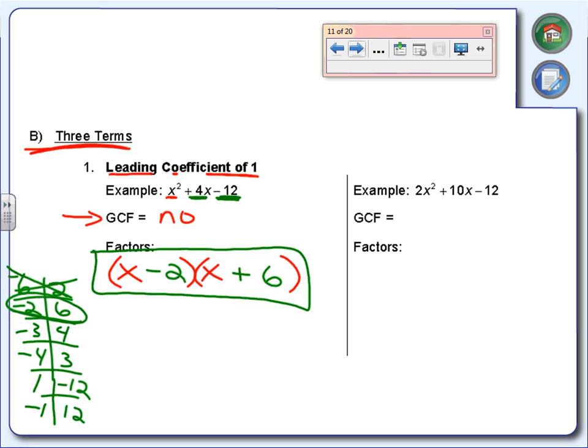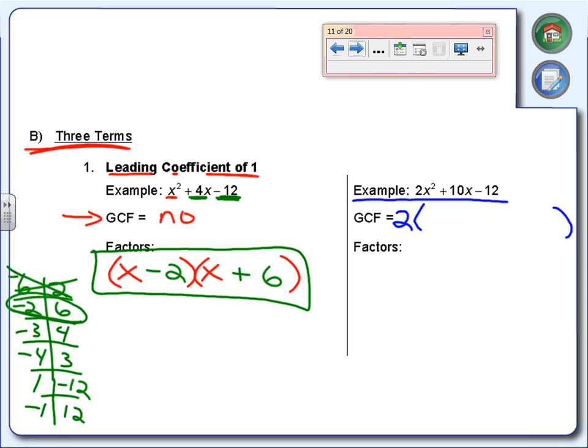All right, let's go on to the next example they give us, which is this one right over here. 2x squared plus 10x minus 12. Now, before I do what I did on this first one, notice there is a GCF on this one. Anybody see what the GCF is? 2. So let's pull that 2 out first. Factor it out.